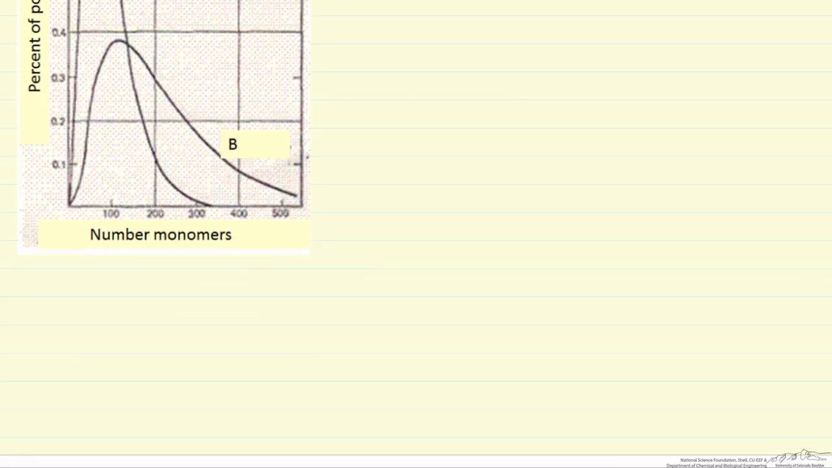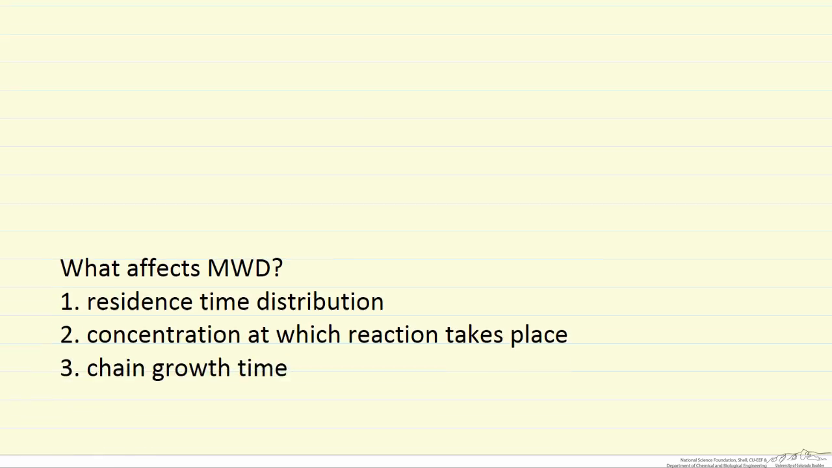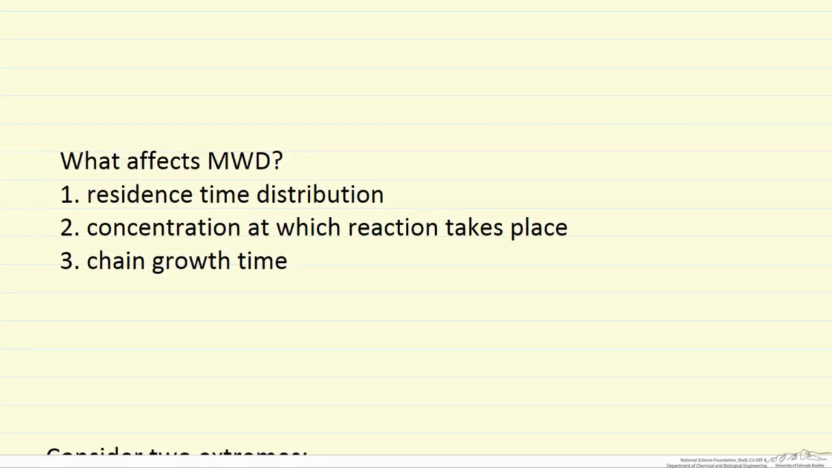Well, the answer is that it depends. And it depends on which type of polymerization we're carrying out. And so there are really three things we have to take into account as to what affects molecular weight distribution. One is the residence time distribution. Plug flow reactor and CSTR have different residence time distributions. The other is the concentration at which the reaction takes place. CSTR has a constant concentration during all reaction, a plug flow reactor, the concentration changes with time. And the third is the chain growth time.